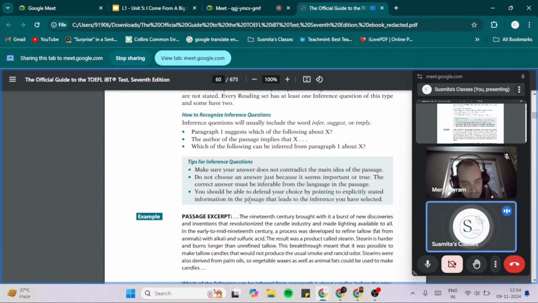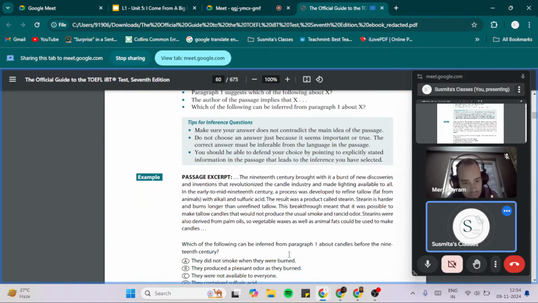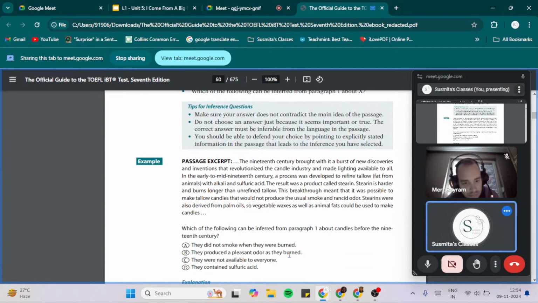And you should be able to defend your choice by pointing out explicitly where that information is presented in the paragraph again. That's how it gets easier, I would say. Now try doing this passage.